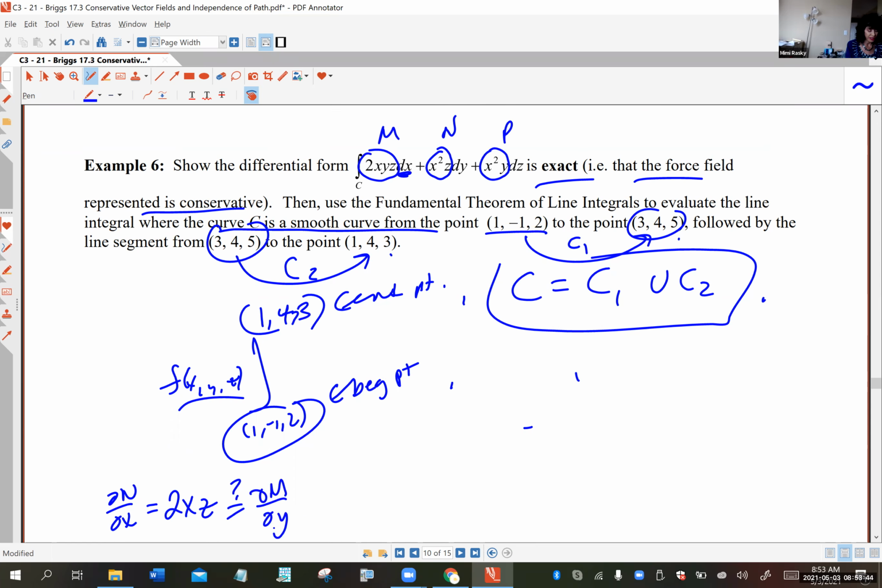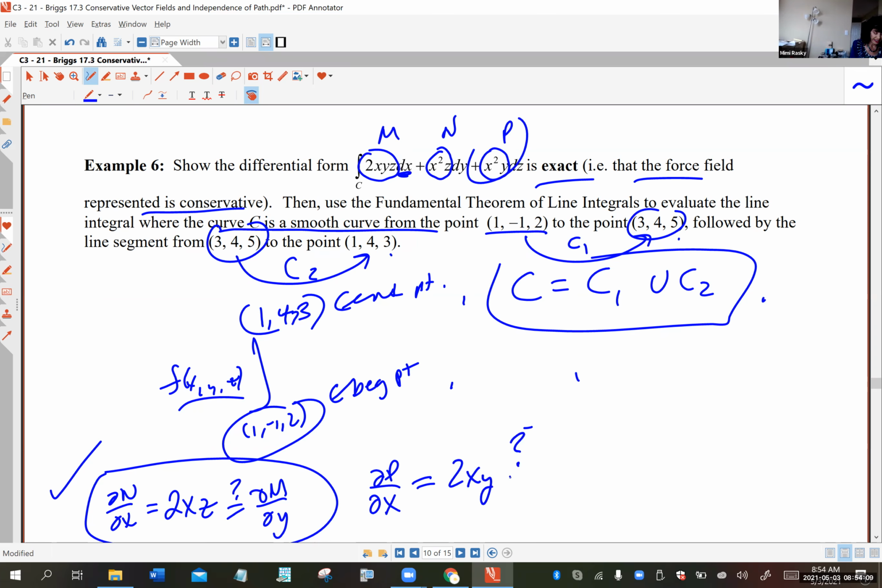What do you think? The derivative of 2xyz with respect to y. Is it 2xz? Yes, it is. So this is check. This is good. Now let's check if dP/dx is the same as dM/dz. When I take the derivative of x squared y, that's my P, with respect to x, I get 2xy. Is that the same as dM/dz? Check it. Yes, so you got that happening.